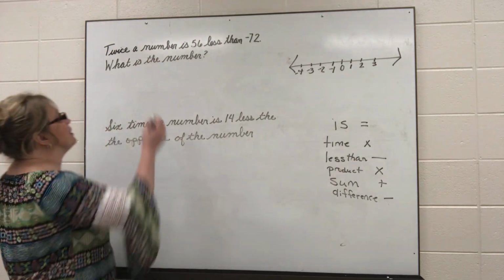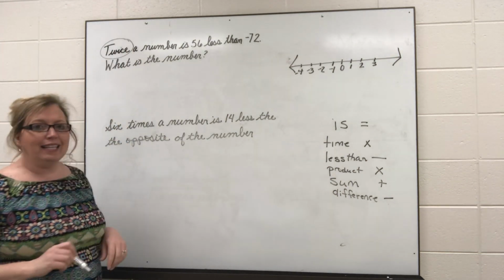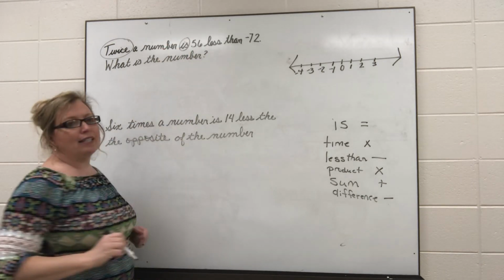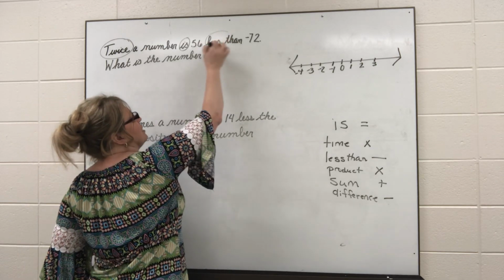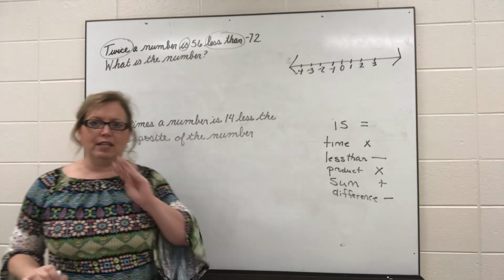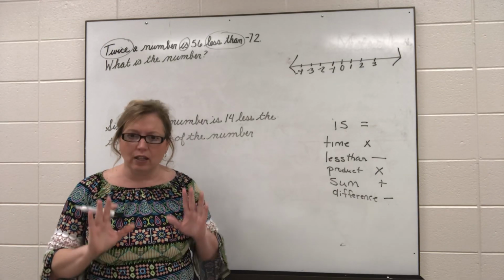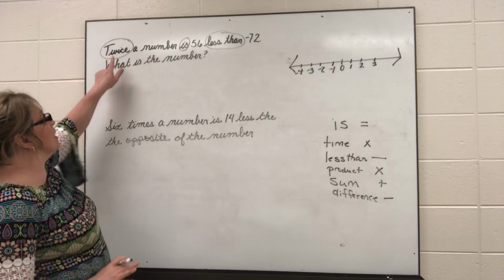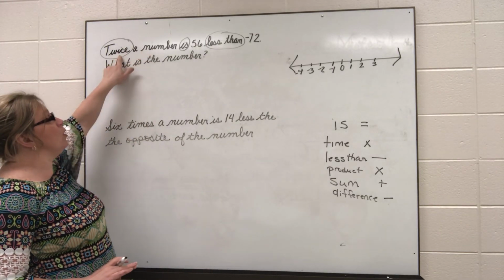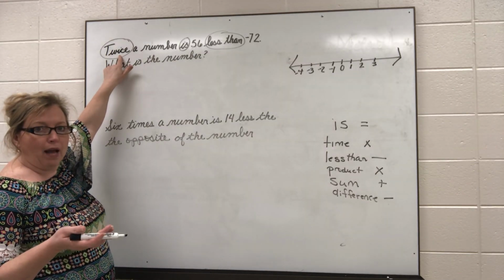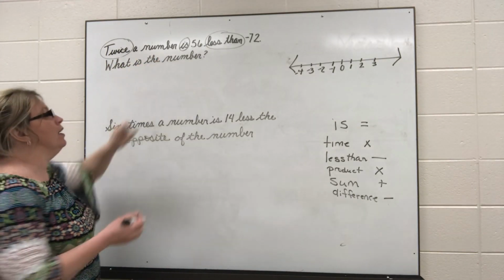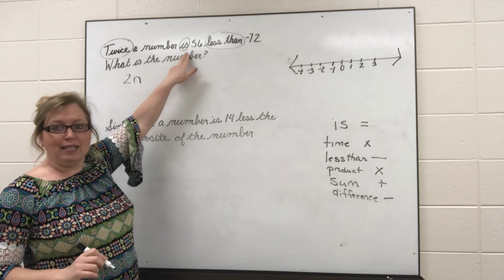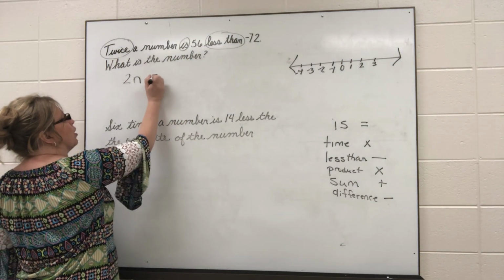We have the word twice. I'm going to circle that because that's a key word in my equation. I also have the word is, that's a key word, and the words less than. All three of these are directions in essence. They're telling us exactly what to write down. So let's go back to the beginning. It says twice a number. We know that twice means to multiply, and we don't know the number, so we're going to put n. So we're going to say 2n. We know that the word is means equal, so let's put our equals mark.